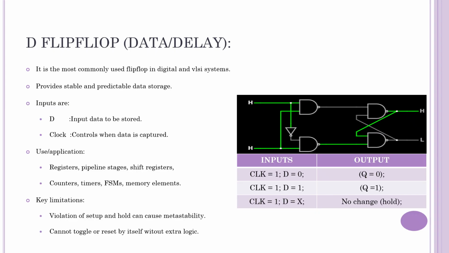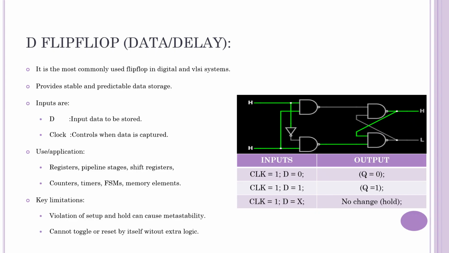Simple, clean and powerful. Because of this simplicity, D flip-flops form the building block of registers and memory elements. They are everywhere inside processors, in pipeline stages of RTL design, shift registers, counters and timers, finite state machines, and memory blocks in FPGA and ASIC designs. In fact, almost every sequential circuit internally uses D flip-flops.